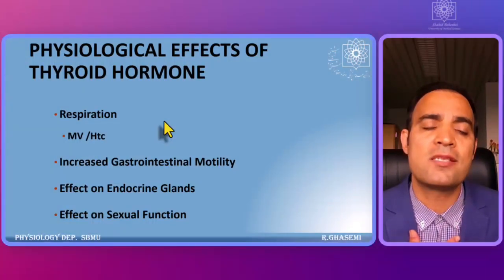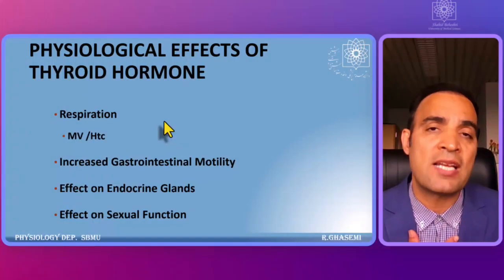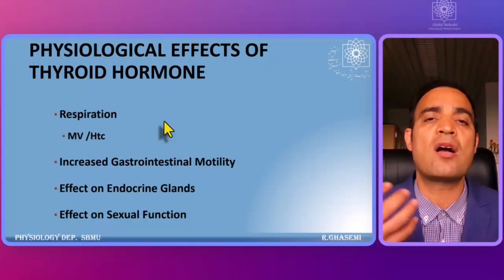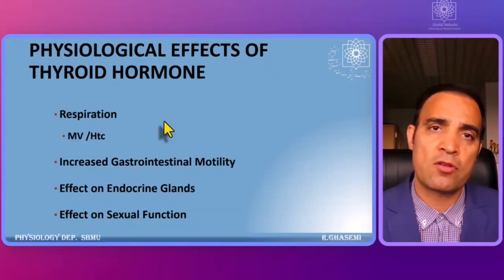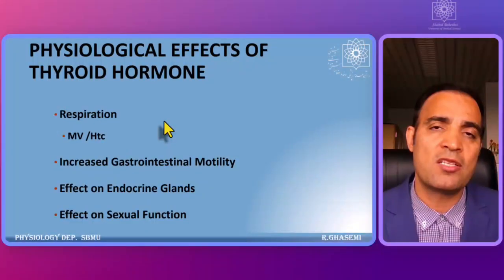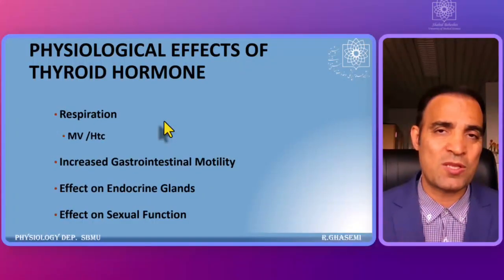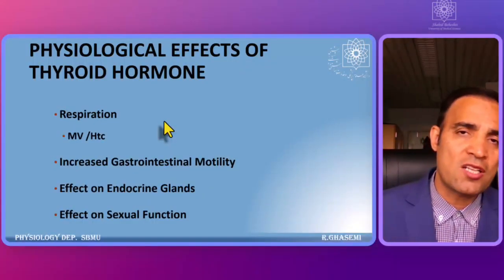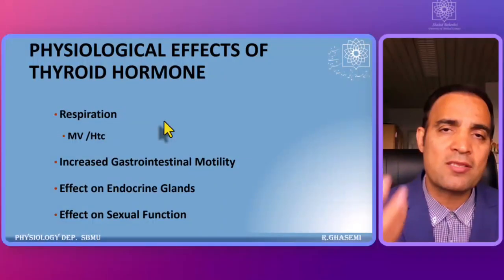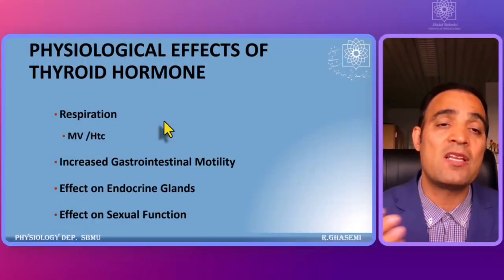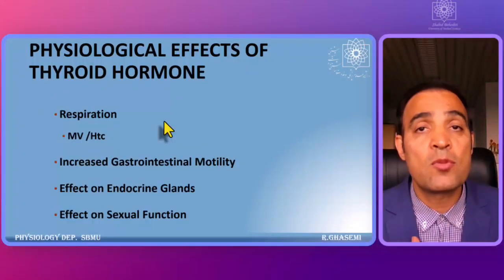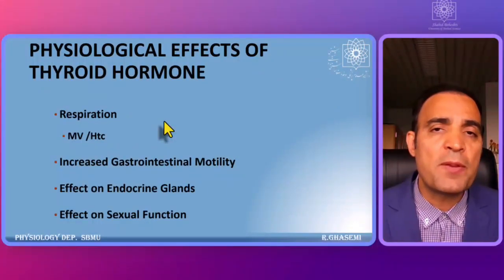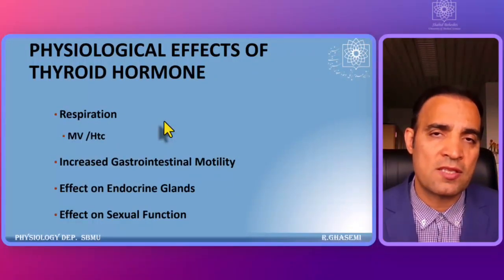In the respiration, what is the effect of thyroid hormone on respiration? It increases the minute ventilation, because the need for oxygen is stimulated by the thyroid hormone. Therefore, the respiration will be stimulated. Hematocrit, that is responsible for moving the oxygen inside the blood, the red blood cell concentration and number will increase. Gastrointestinal motility is very dependent on the thyroid hormone's concentration.